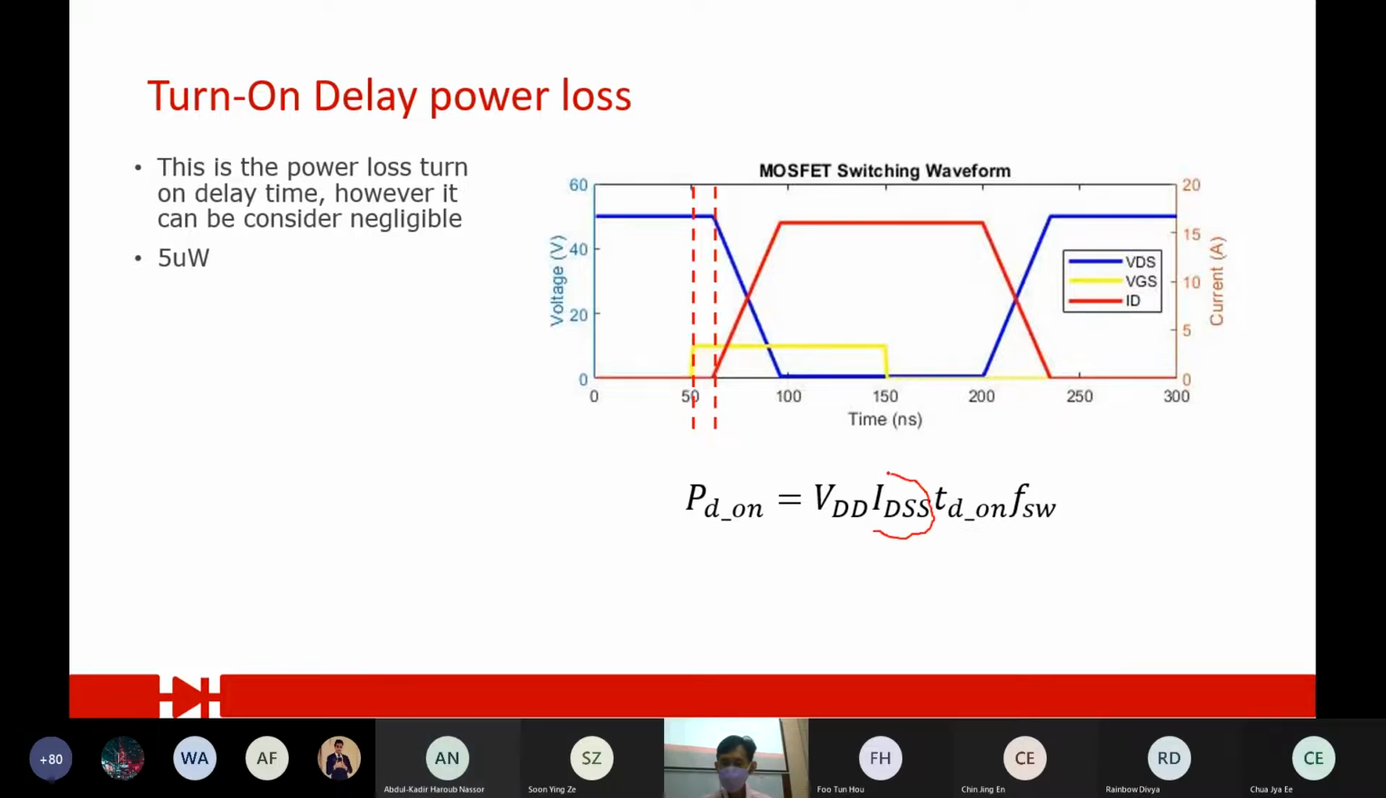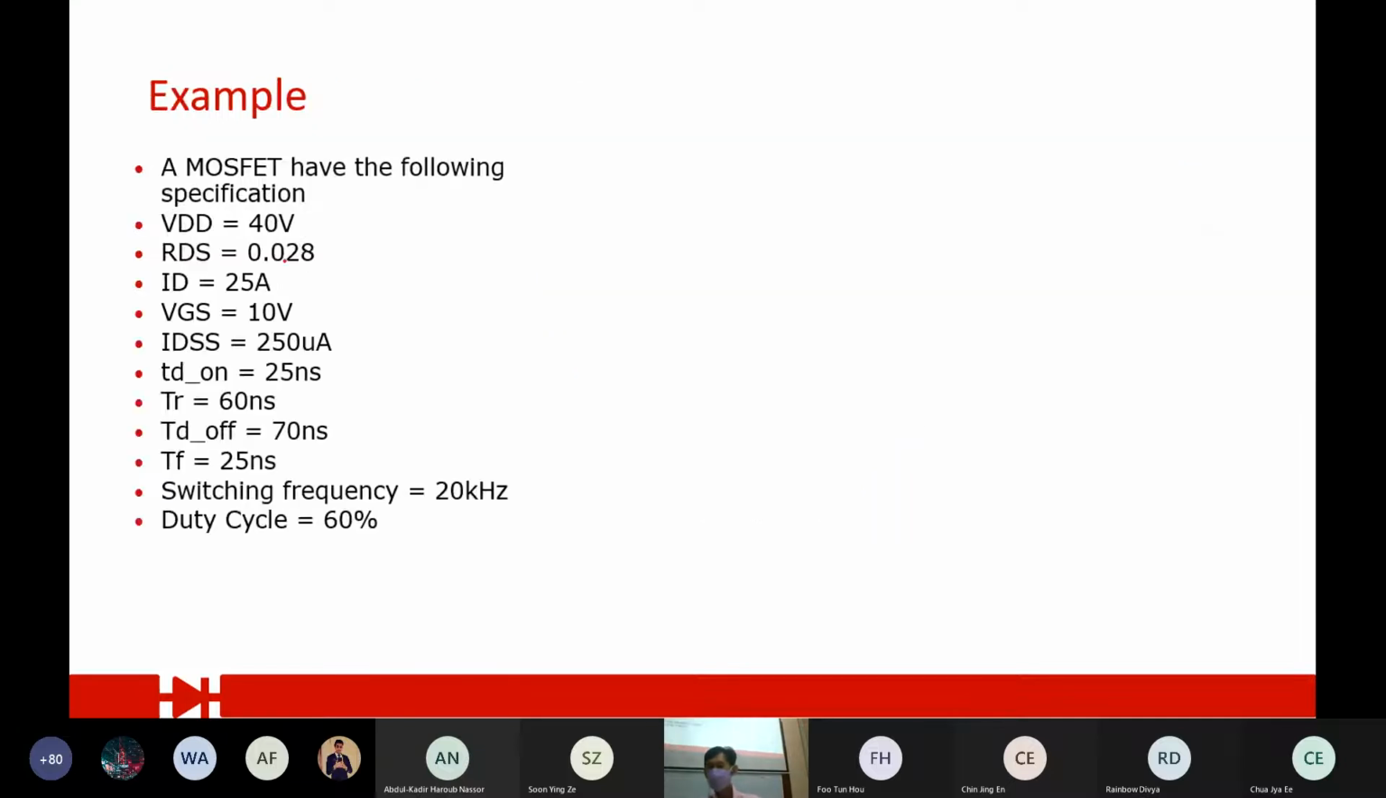IDSS is the reverse leakage current. You see, when you look at any MOSFET, this is the D, this is the S, and this is the G. When you apply voltage across it, when the G is 0 volt, theoretically it should turn off, right? But it does have a very small current that leaks through it.